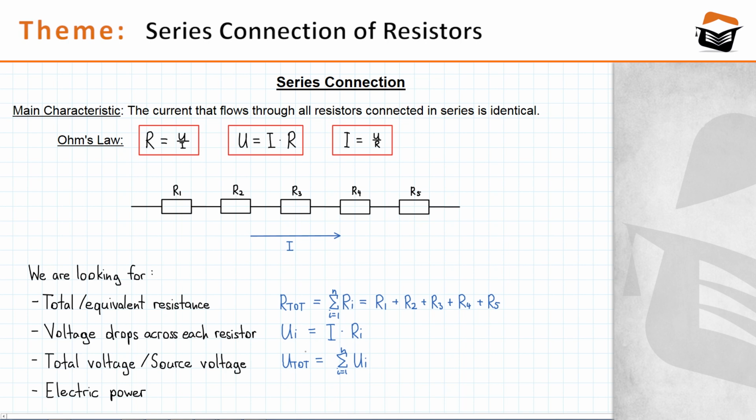And finally, the electric power dissipated by a resistor or by the whole system is P. P stands for power, and that's equal to the voltage, either the voltage drop across the individual resistor or the voltage of the whole system, times the current. And that's the power dissipated by either the individual resistor or the whole system.